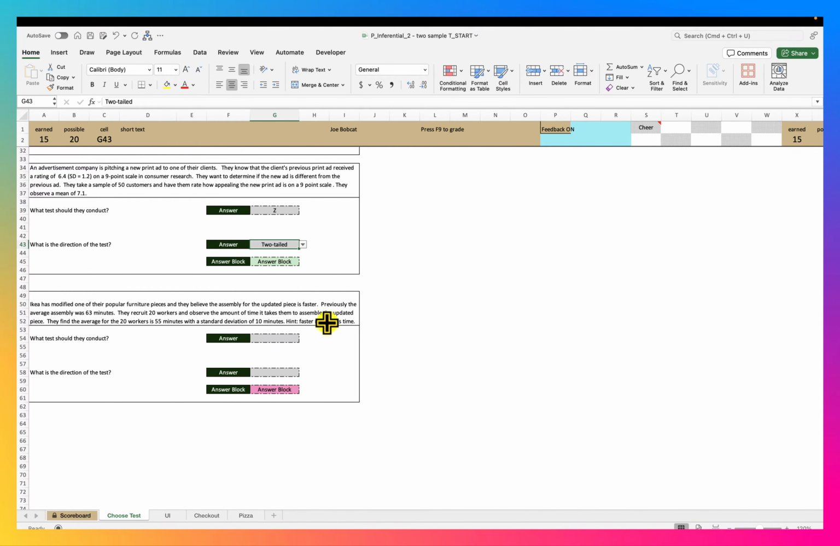And this hint here says faster means less time. Right, so faster is less time, less means left, so that's going to be a one-tailed left test. The population standard deviation is not known, so that's going to make it a t-test, one-tailed left.